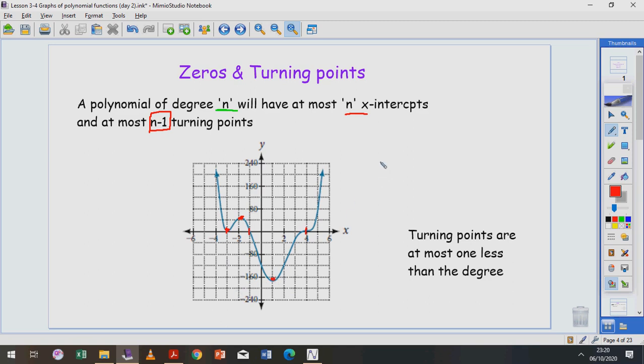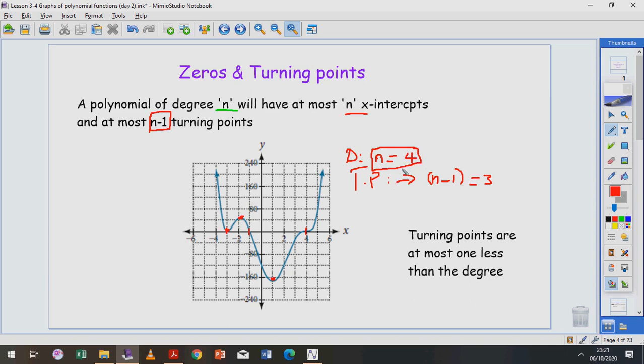So since it has 3 turning points, and I know that the degree n must be greater than the turning points by 1, if the degree is n, then the turning points must be n-1. If the turning points are 3 that I've counted, they're n-1 and they're 3, that means the degree must be at least 4. The degree of the polynomial is going to be 4.